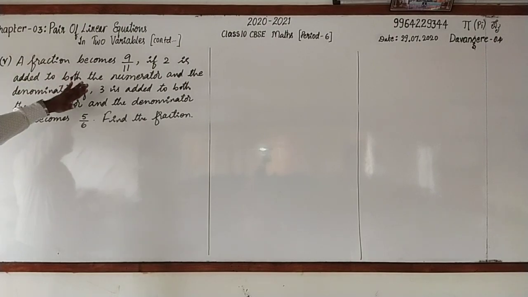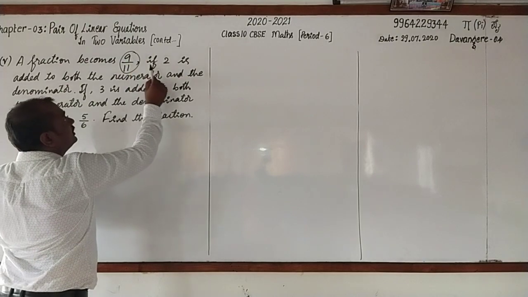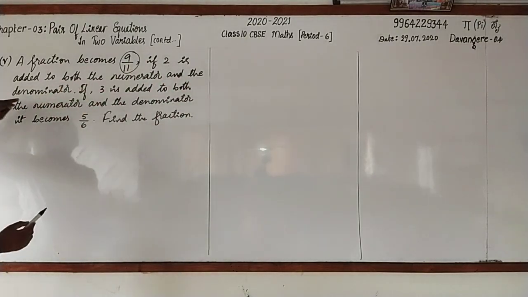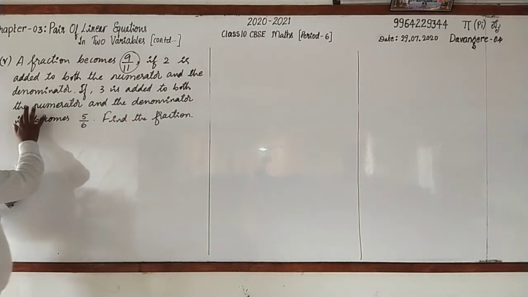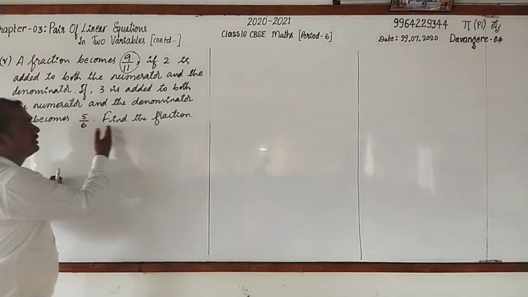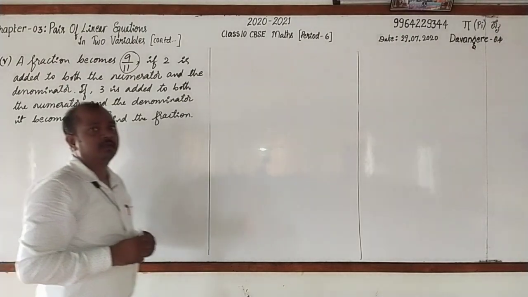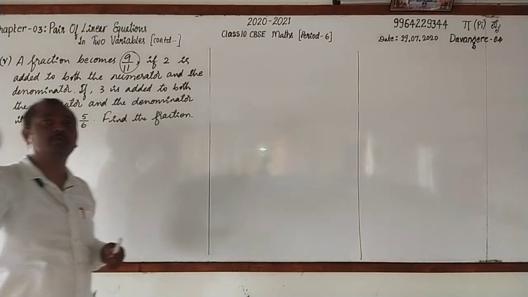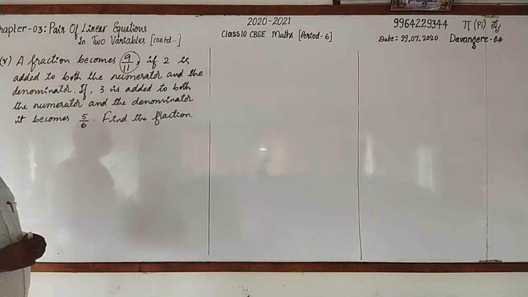Observe. The fifth statement is like this. A fraction becomes 9 by 11 if 2 is added to both the numerator and the denominator. Next, if 3 is added to both the numerator and the denominator, it becomes 5 by 6. Find the fraction. Is it not simple? Yes. If it is a fraction, there will be 2 terms. One will be in the numerator and another in the denominator. We do not know both of them.